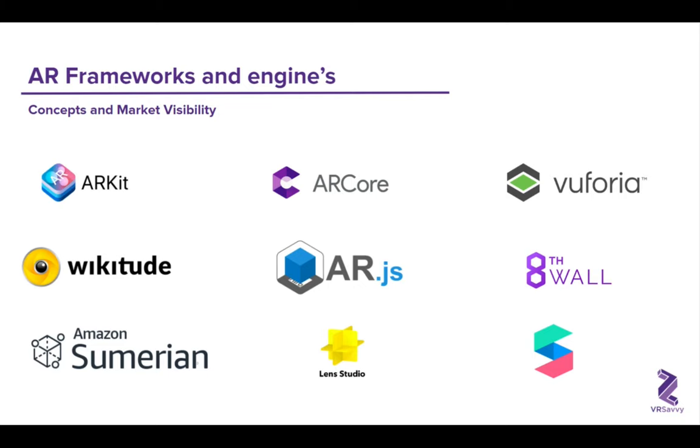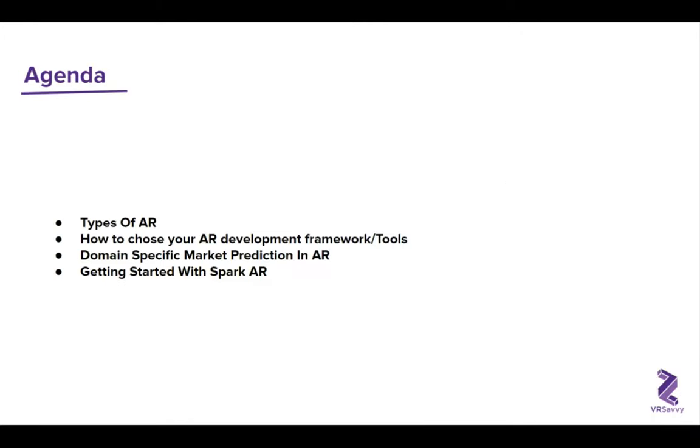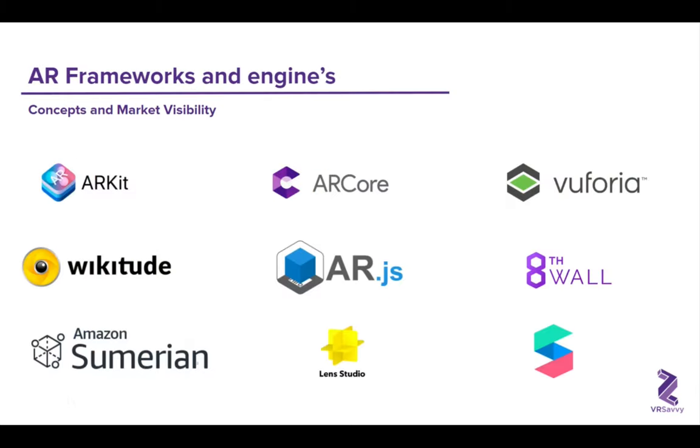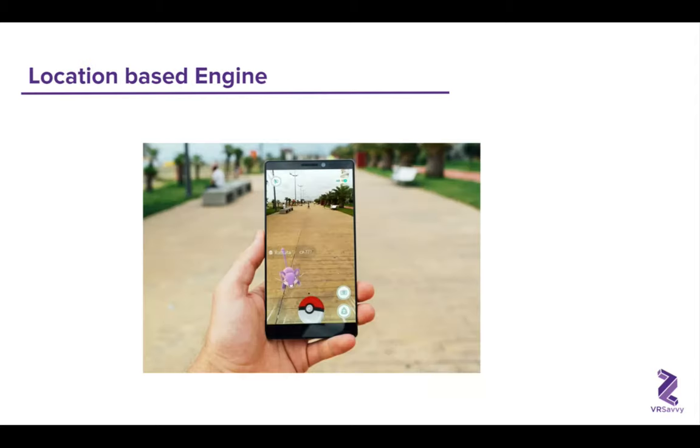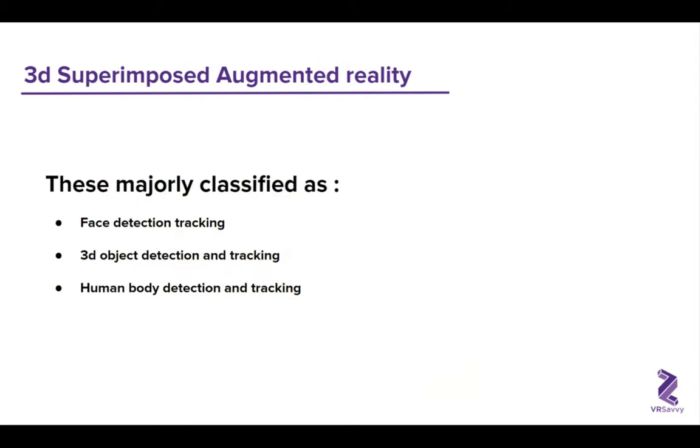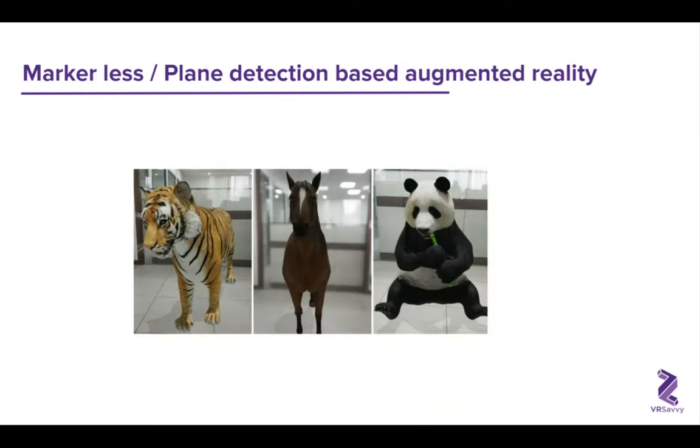One of the agenda items we are speaking about is how to choose your AR development framework. I have spoken about domain-specific options and types of AR. How to choose your AR framework is a little bit tricky. It is not a developer-based option; I'm listing the options based on your application. For example, human body detection and tracking is possible only in a few frameworks; not all support that. Face detection and tracking is supported by a few more of the frameworks I'm showing here. Plane detection and tracking is available on almost all platforms except AR.js, I guess. AR.js does not have plane detection and tracking.